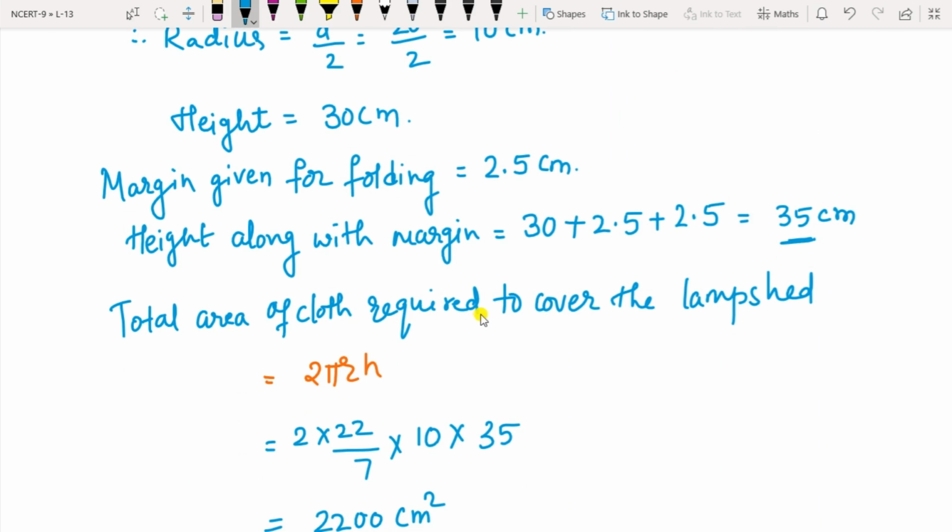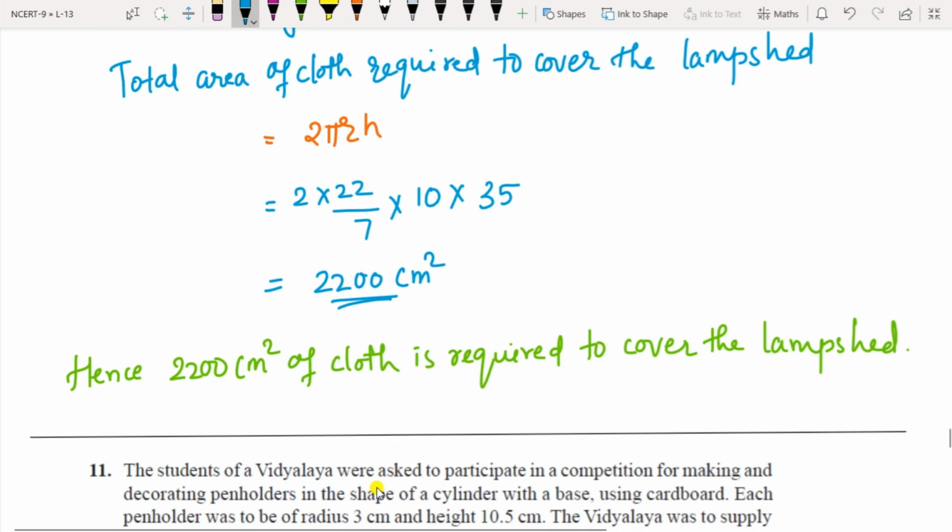Therefore the total area of the cloth required to cover the lampshade is the curved surface area, because the lamp is open from the top and the bottom, so it is 2πrh. So the total area of the cloth required is 2200 centimeters square.